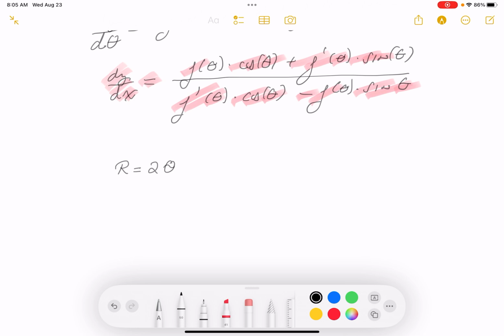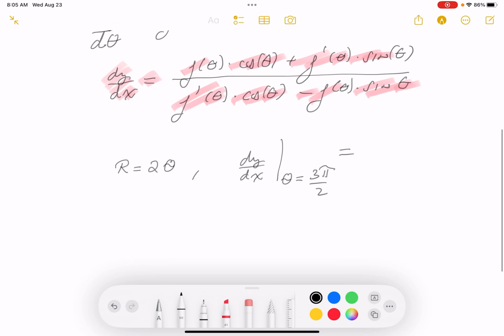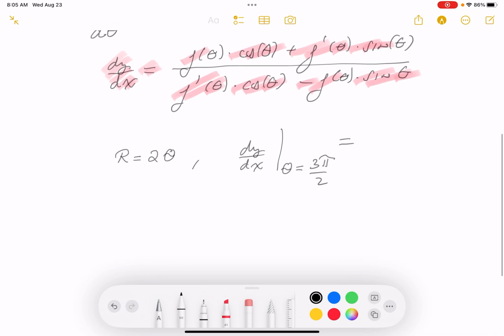All right? What we need to do is find the slope of the tangent line, dy/dx, at the point where theta is equal to 3 pi over 2. That's what they want me to write down. Looking at this, I do need dy/dx, and I kind of have it. I know what r is. r is a function of theta.